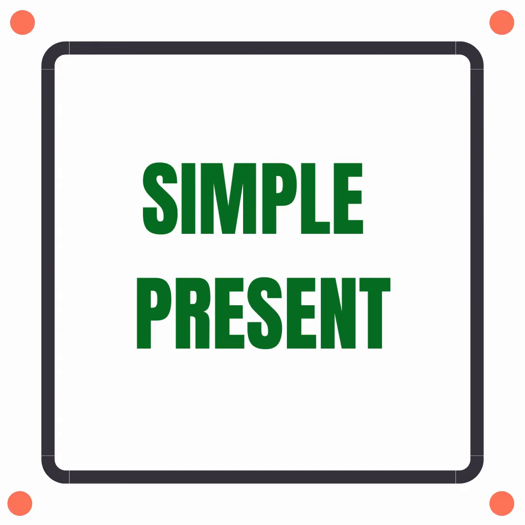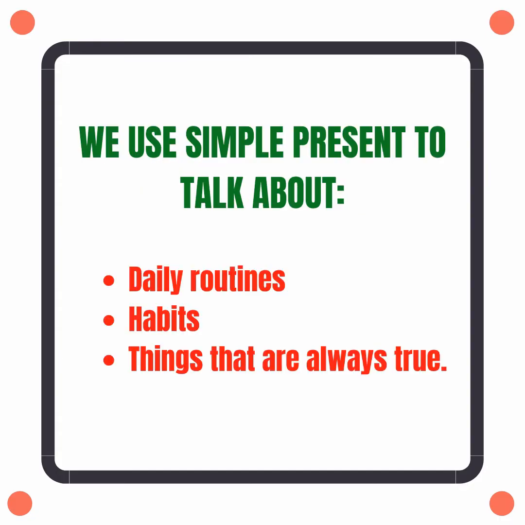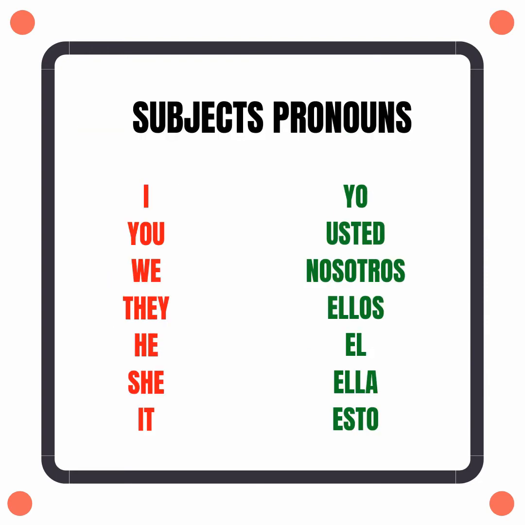Simple present. We use the simple present to talk about daily routines, habits, things that are always true. It's important to remember the subject pronouns: I, you, we, they, he, she, it.